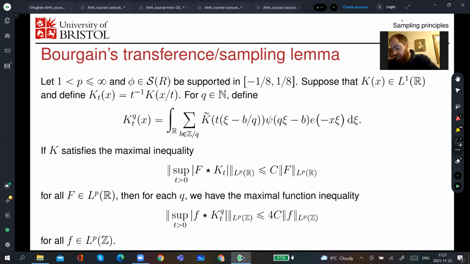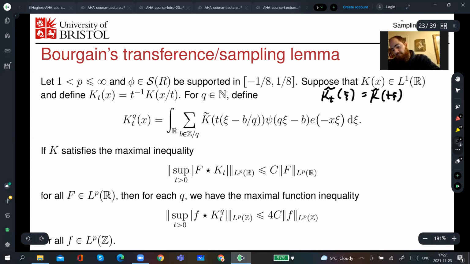Remember, alternately, you can define k_t by the Fourier transform, so that at a point ξ, it's just the Fourier transform of k at tξ. That was another way to define the isotropic dilations that we wanted. And now we're going to define a whole family of kernels that depend on some modulus q. So we pick a modulus q, a natural number, and k_q(t), which is going to be defined for all t greater than 0. It's defined on the Fourier transform side.